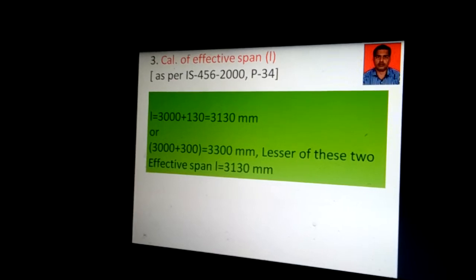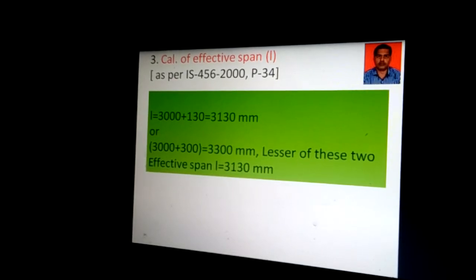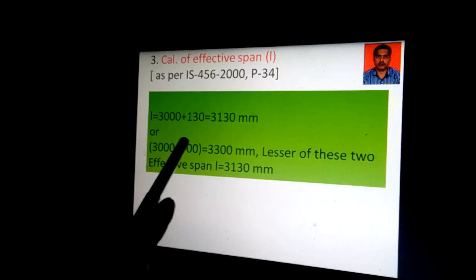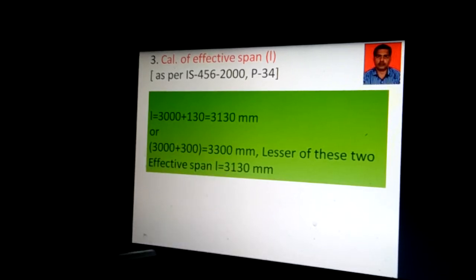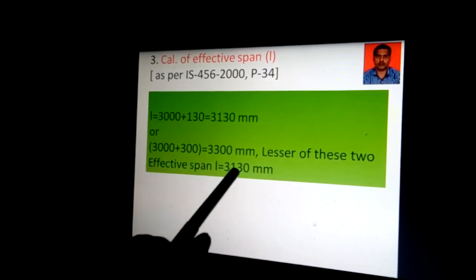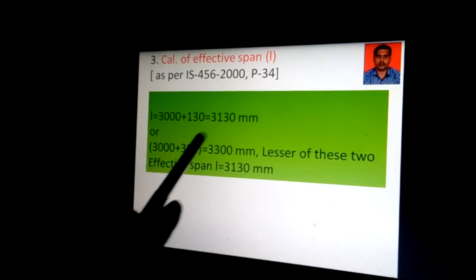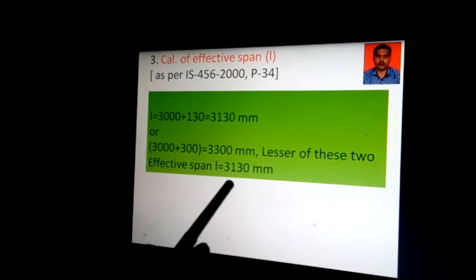Now we'll calculate the effective span for the beam. As per IS 456-2000, page number 34, the effective span L is taken equal to the clear span 3000 plus small d 130, that is 3130 millimeter, or center to center of supports, that is the clear span 3000 plus the width of the wall 300, so this comes to 3300 millimeter. So the lesser of these two values is 3130, so the effective span is 3130 millimeter.